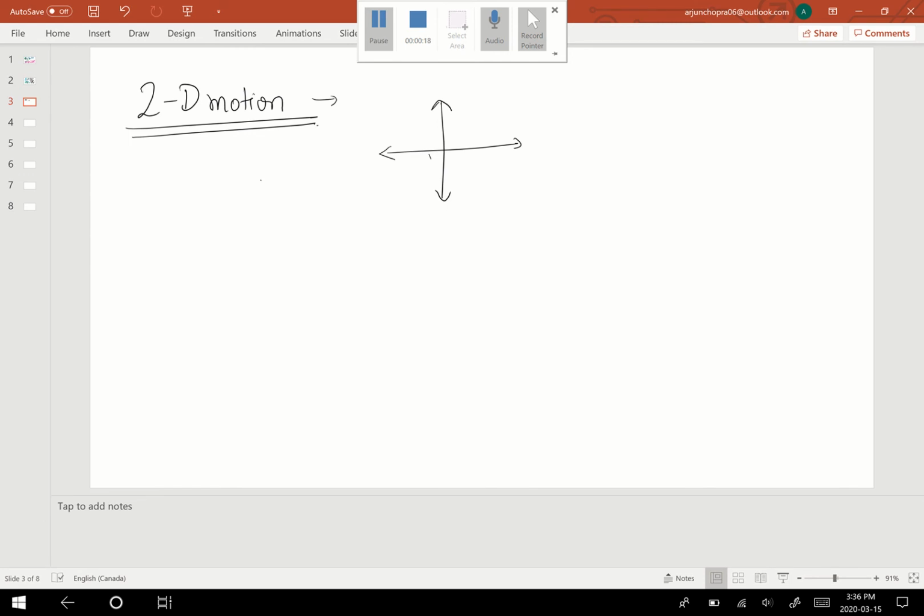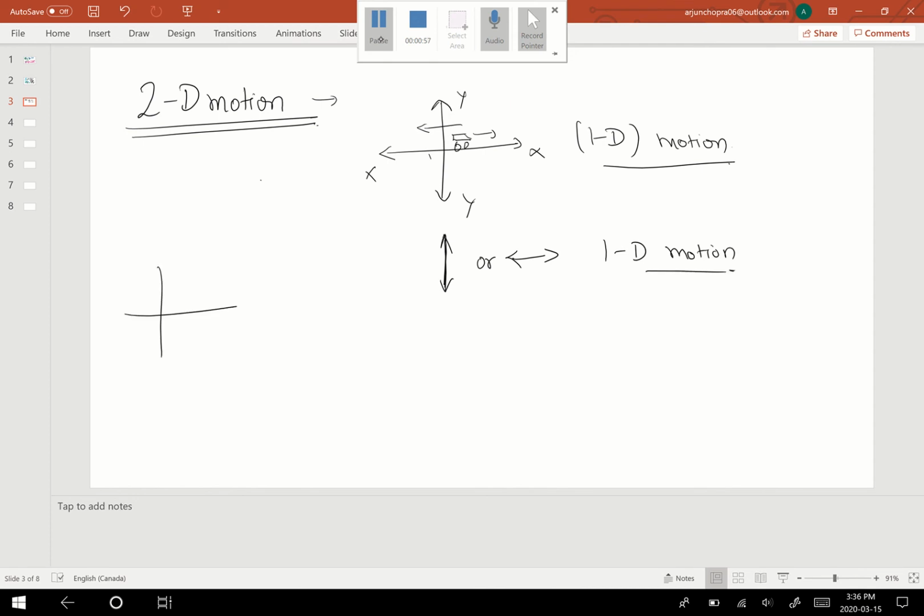Let's say an object is moving along the x-axis. So this is the x-axis and this is the y-axis. There is a car which is moving along the x-axis, moving east and then going in the west direction. That kind of motion is called one-dimensional motion or 1D motion. And if the car is moving along the y-axis, that will also be called one-dimensional motion. So if the object is moving along the y-axis or along the x-axis, that kind of motion is called one-dimensional motion. Now let's take an example.